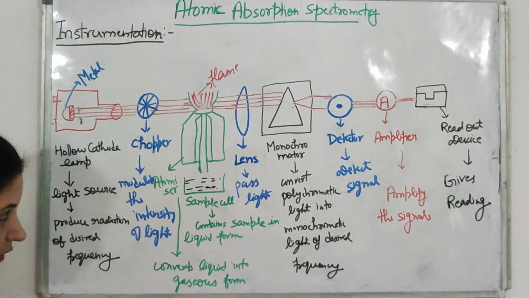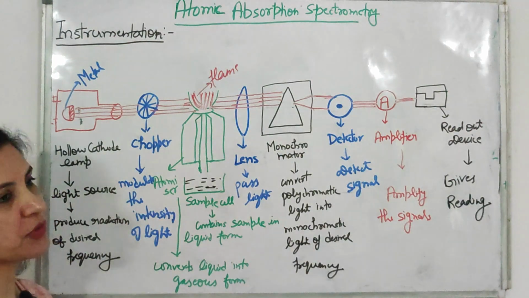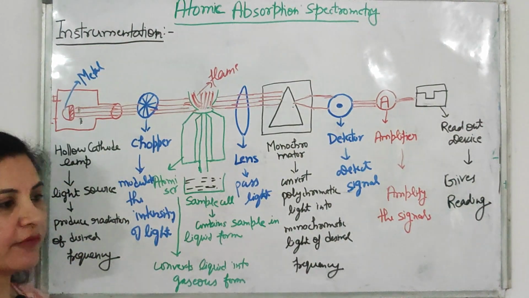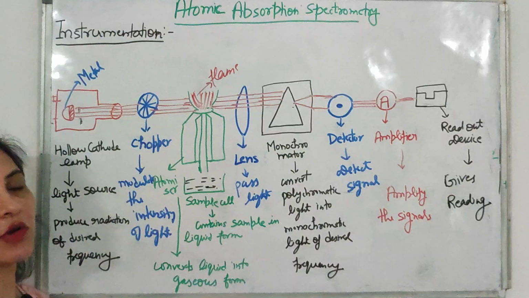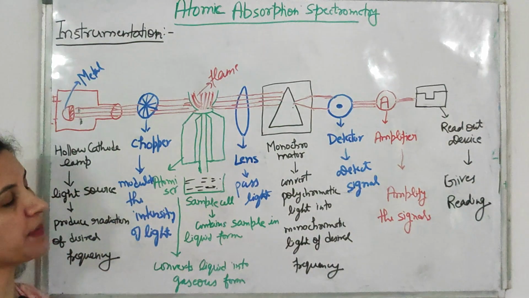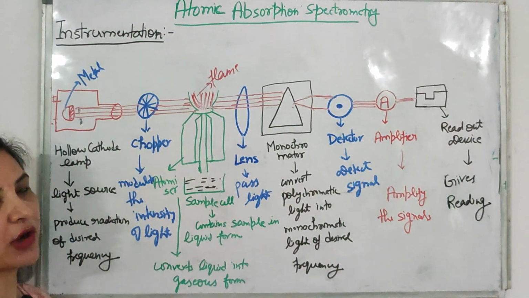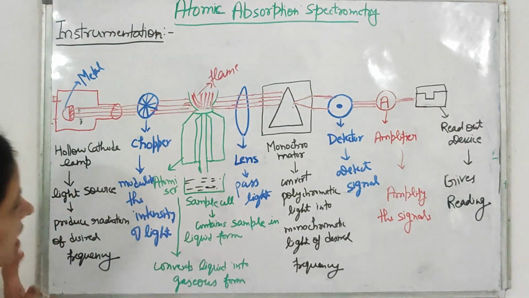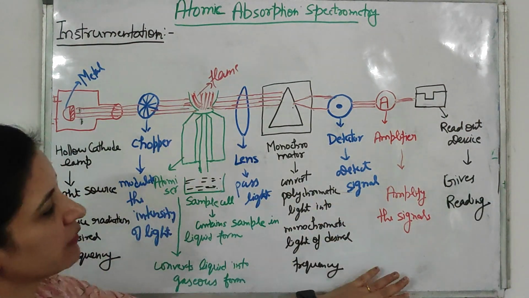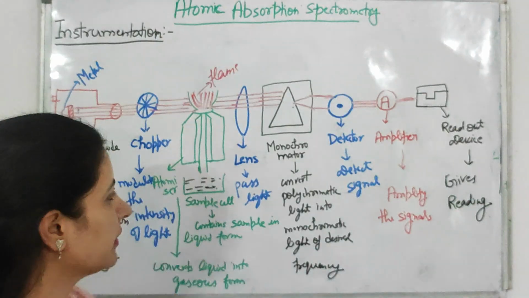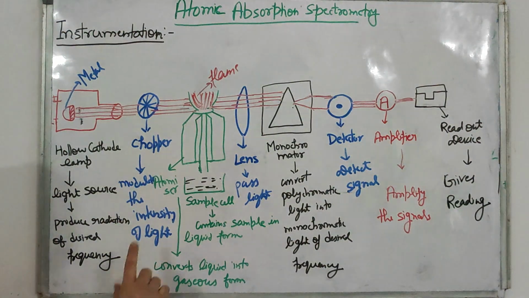So today our topic of discussion is atomic absorption spectrometry. Yesterday we already studied the use of this atomic absorption spectrometry, what the principle is, and what the applications are. In today's session we will study the instrumentation of this atomic absorption spectrometry. Okay. So what is the instrumentation?